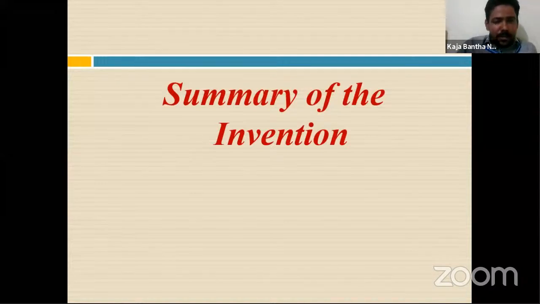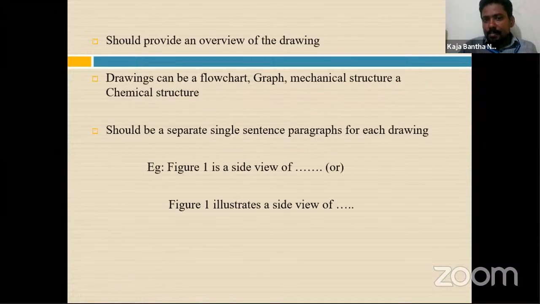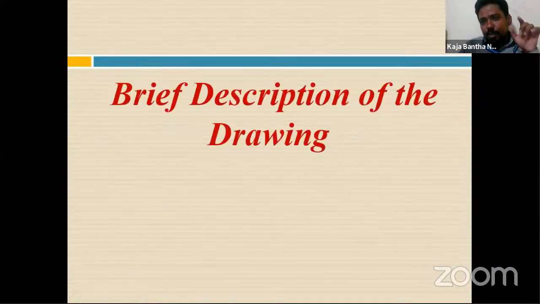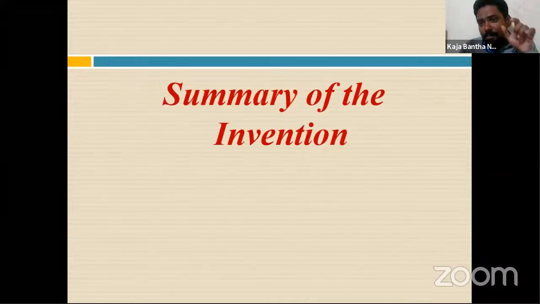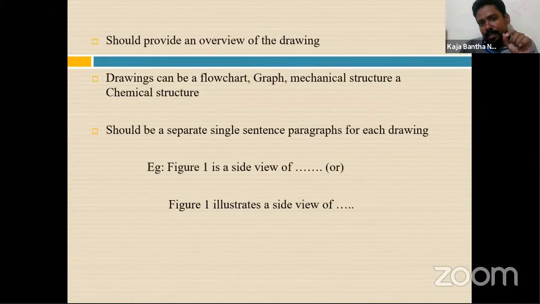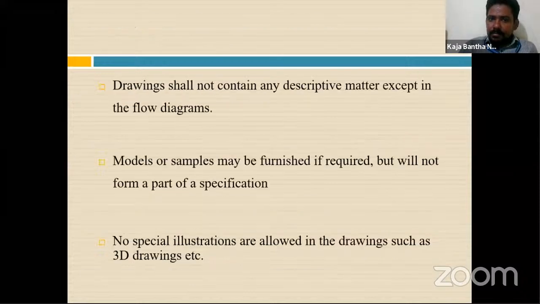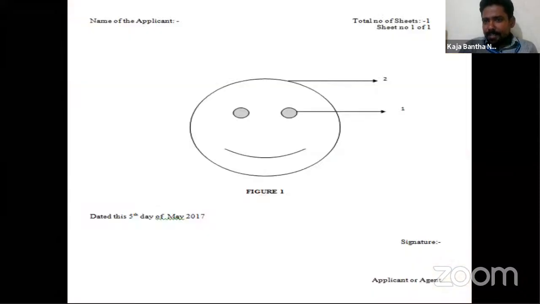A lot of patent documents and model documents are available on websites. And the brief description of the drawings: you should interconnect your summary of the invention and the drawings. For example, when writing the description, you interlink: Figure number 1 is the side view of this product. Just see those numbers, people are giving numbers.